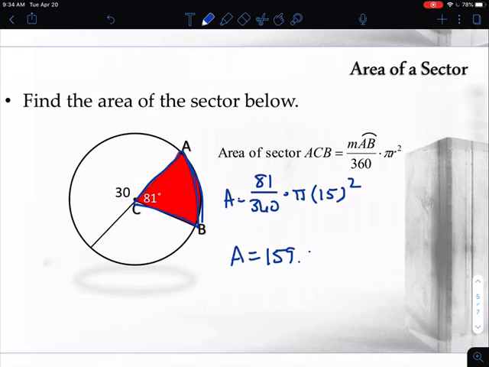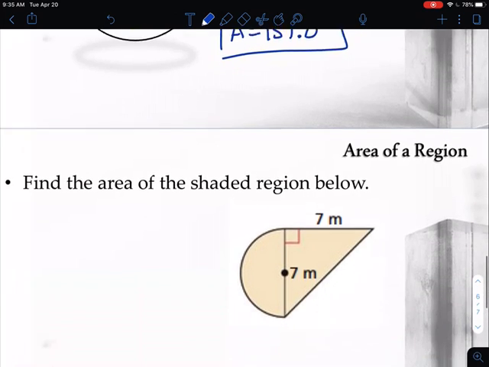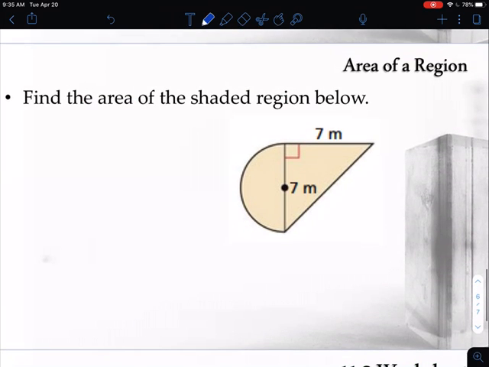And so when we plug all that in, we get 159.0 units squared. And so there's my area. And that's it. It's just using the formula, plug in the numbers, find your value.